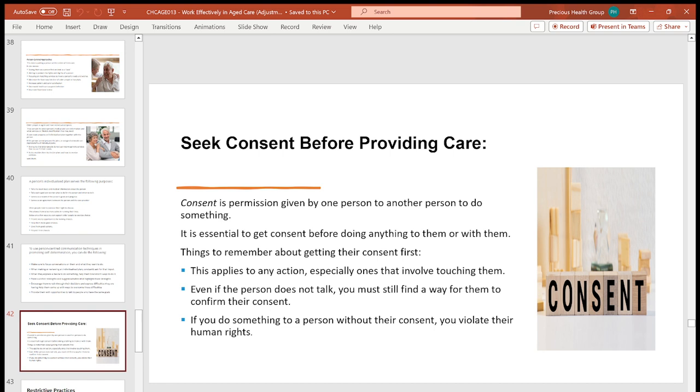Even if the person does not talk, you should still find a way of getting their consent, probably by them showing you some sign language to confirm that yes, you can go ahead and provide that support that they are requiring at that particular time. And if you do something to the person without their consent, it means you are actually violating their human rights, which is very, very wrong, and it's not expected of any good carer.